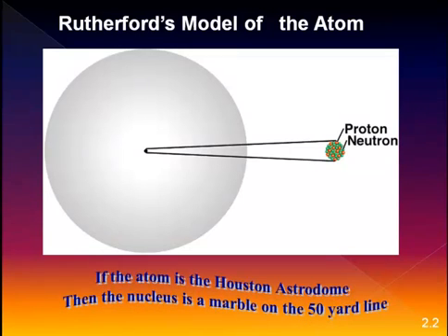This is an interesting little statistic. If you were to put a marble in the center of the Houston Astrodome, and keep the rest of the atom to scale, then the rest of the atom would fill the entire stadium. If you imagine a sphere that size, that's the size of the electron cloud that would be surrounding that tiny little marble-sized nucleus.